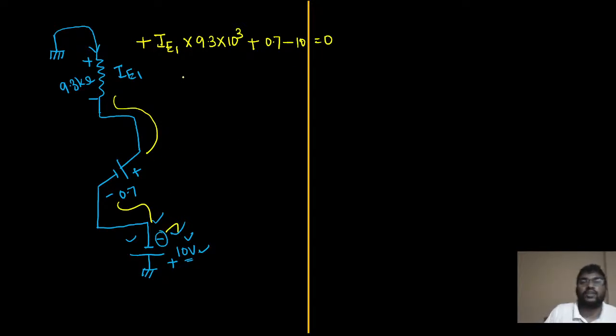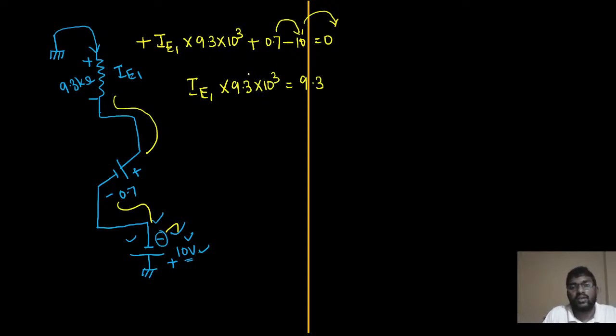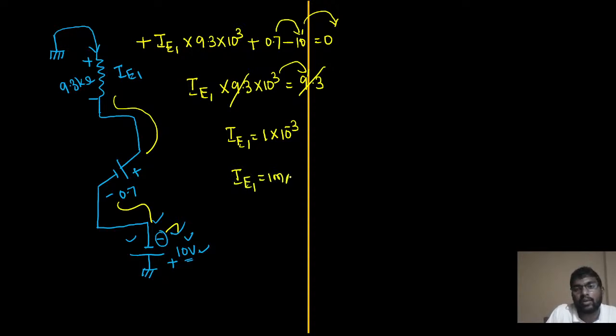Got it? Fine, sir. Now if you reduce this, what will be getting? 0.7 minus 10 will be minus 9.3. Minus 9.3 after right side pass panina, it will become plus 9.3. So it will be IE1 into 9.3 into 10 power 3 equal to 9.3 voltage. See that this 9.3 will get cancelled. Finally, emitter current IE1 will become, அங்க என்ன இருக்கு 1 into 10 power plus 3, அந்த பக்கம் பாஸ் பண்ணினா it will become 10 power minus 3. So I can write 1 milliampere. Simply the value of emitter current IE1 is equal to 1 milliampere.